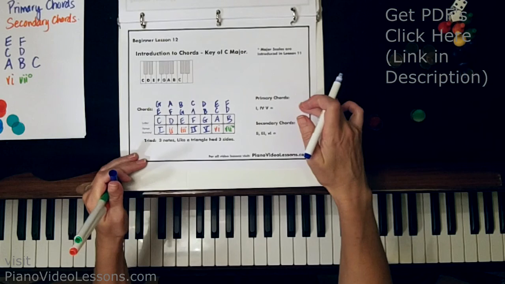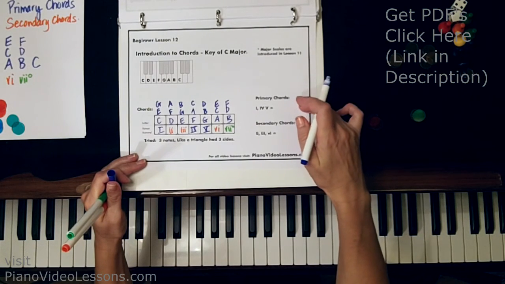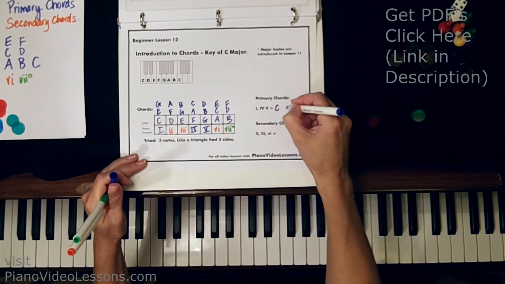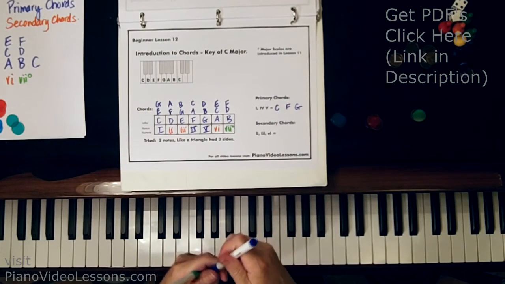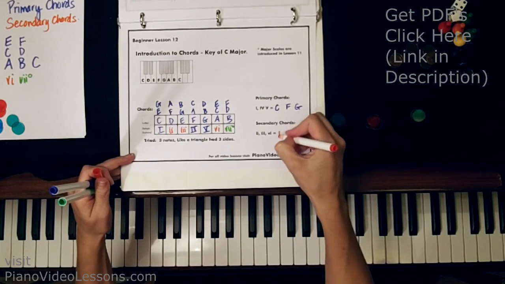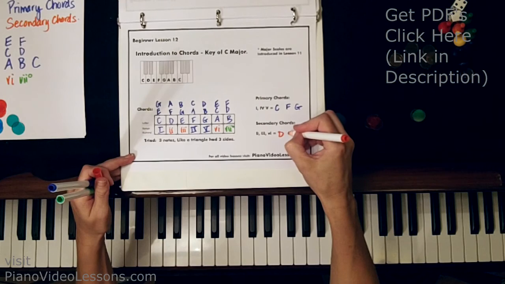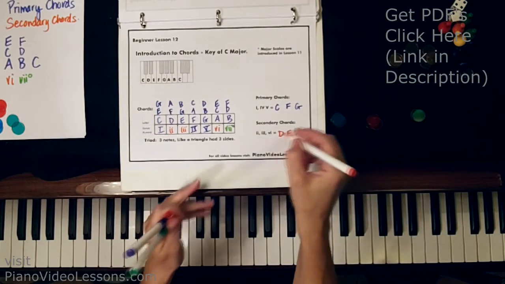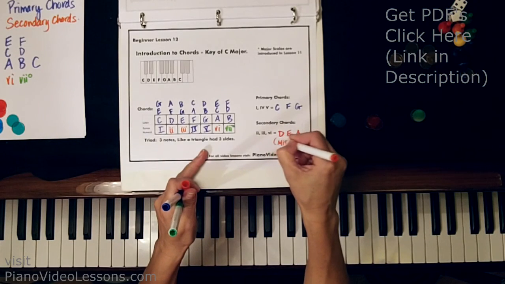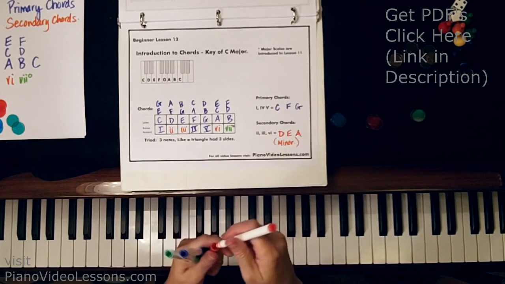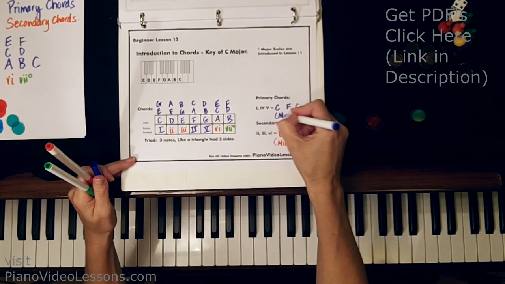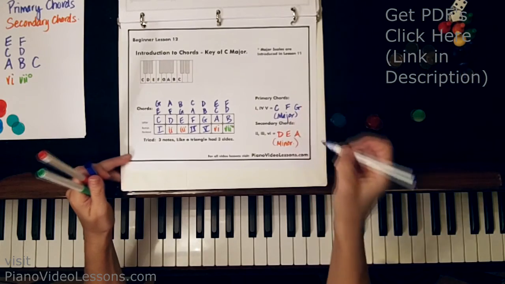And then over here it asks you what are the primary chords in the key of C. So the 1 chord, which is C, the 4 chord, which is F, and the 5 chord, which is G. And what are the secondary chords? The 2 chord, which is D, the 3 chord, which is E, and the 6 chord, which is A. And these secondary chords are all minor because they skip 2 and then 3. And these primary chords are all major because they skip 3 and then 2.